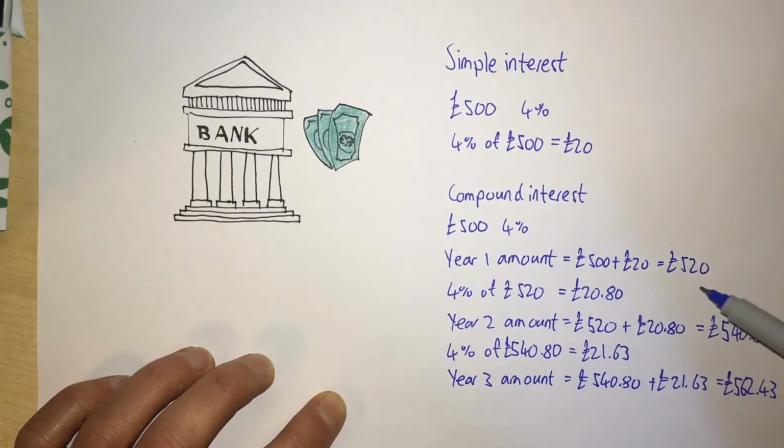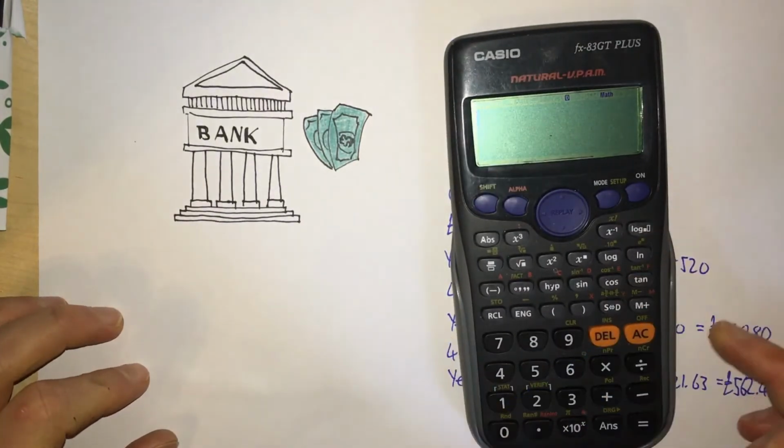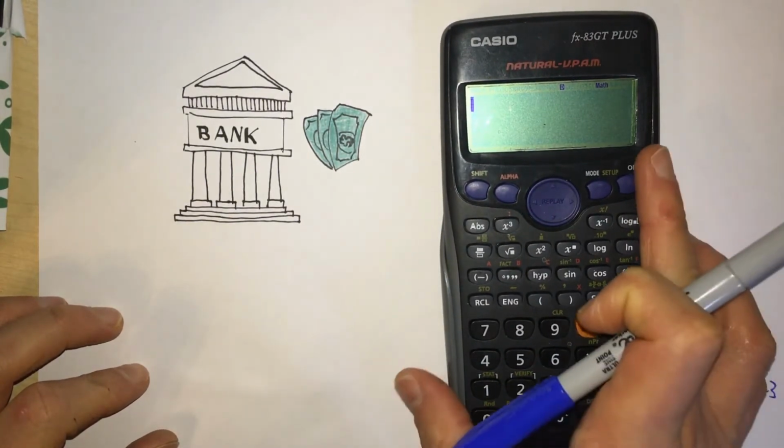There must be a quicker way, a more efficient way to work this out. What if I wanted to leave my money in there for 10 years? Let's use a calculator to work this out.